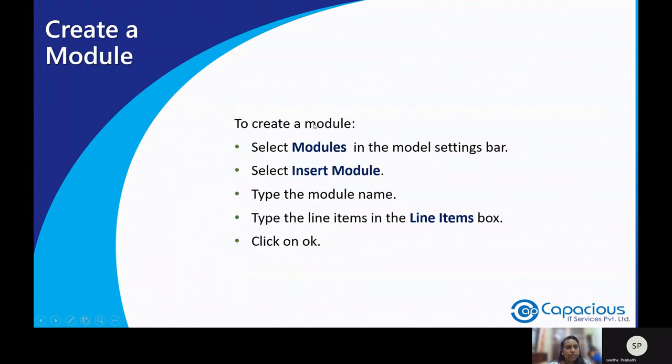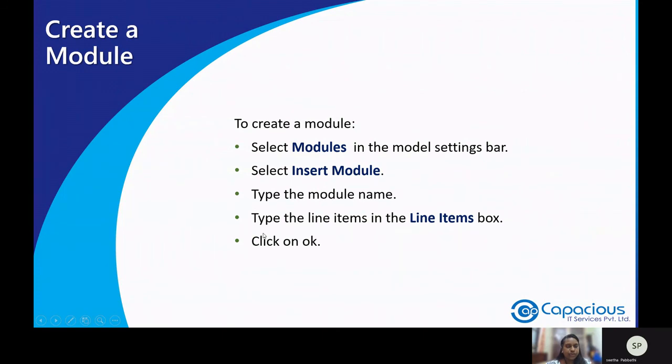Next is create a module. These are the steps to create a module in Anaplan. Initially, we select a module in the model settings, and we insert it by giving a naming convention to the module. We type the module name, and in that we list some line items to connect with the dimensions, click OK, and finally the module will be created.